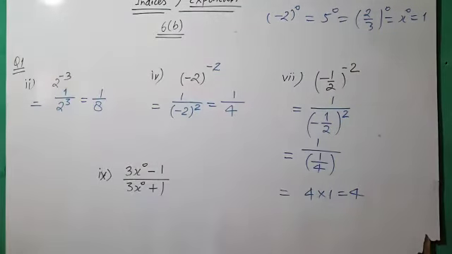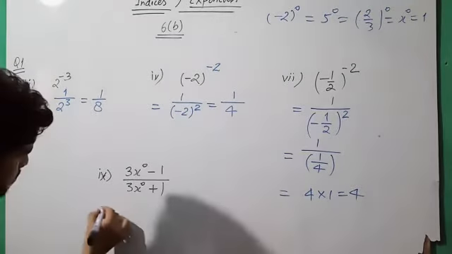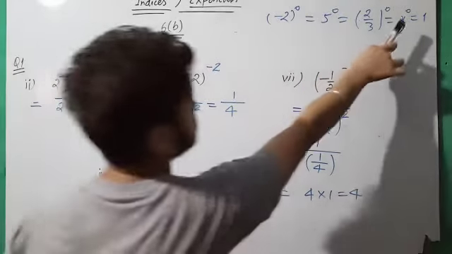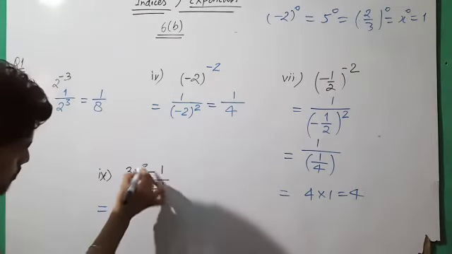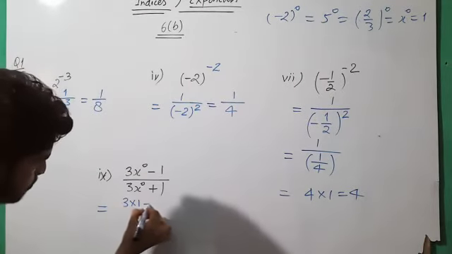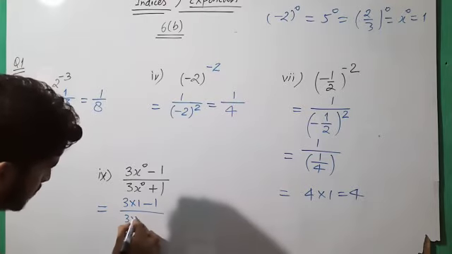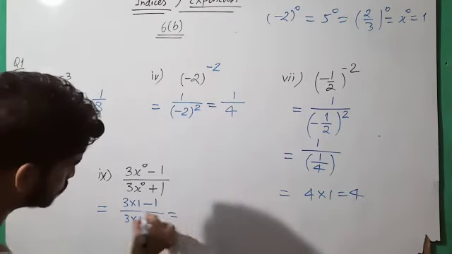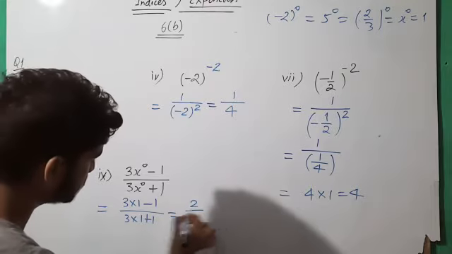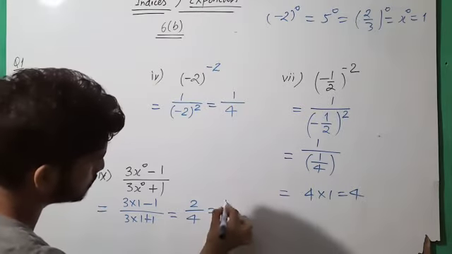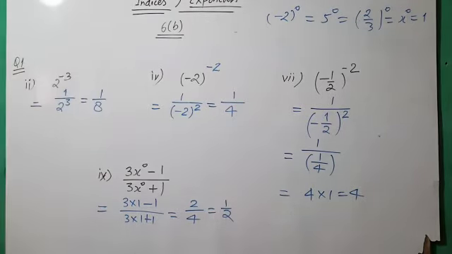Now I think this is the 10th part, 9th part actually. x to the power 0 is 1, so 3x to the power 0 means 3 into 1 minus 1 upon 3 into 1 plus 1. So 3 minus 1 is 2, and 3 plus 1 is 4, so the answer is 1 upon 2. So these are very simple questions. You just have to focus on your basics.